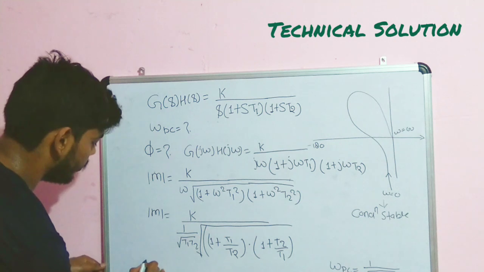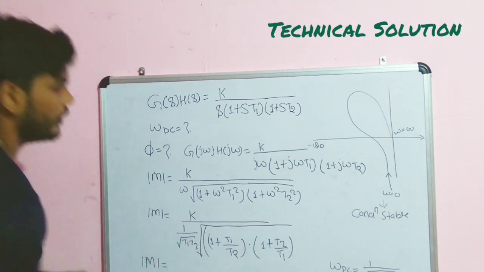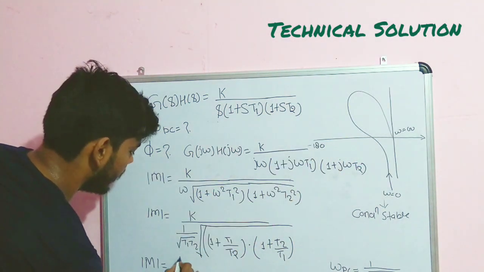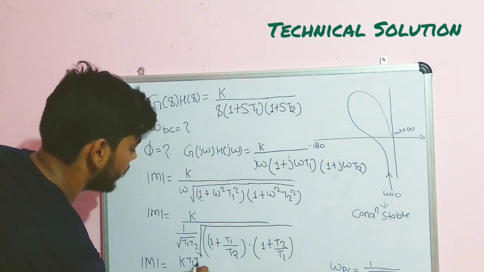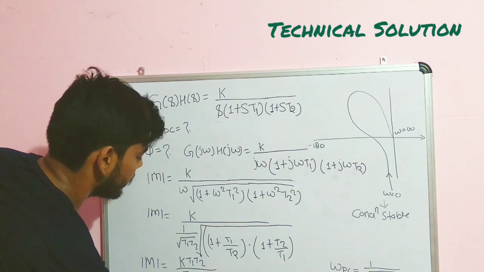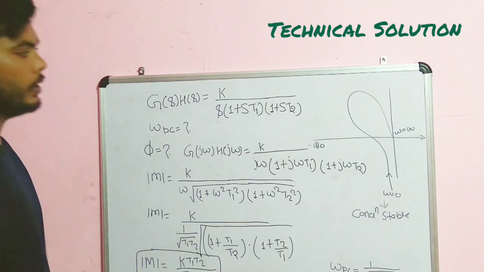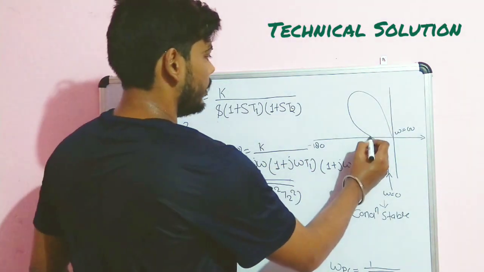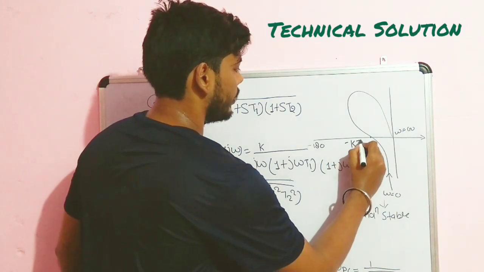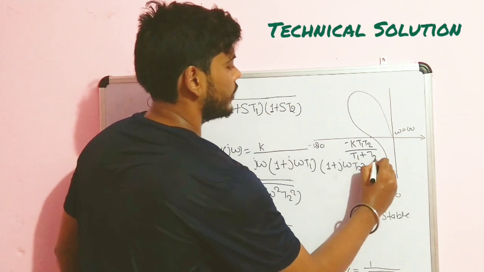So the magnitude at this intersection is k t1 t2 upon t1 plus t2. So the value at this point we got is minus k t1 t2 upon t1 plus t2.